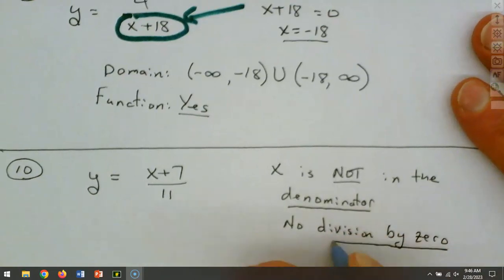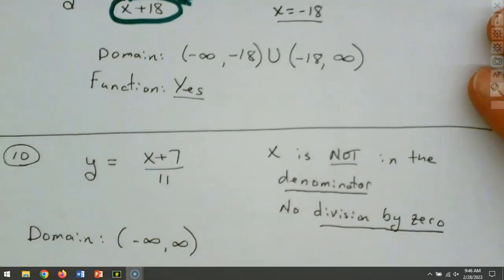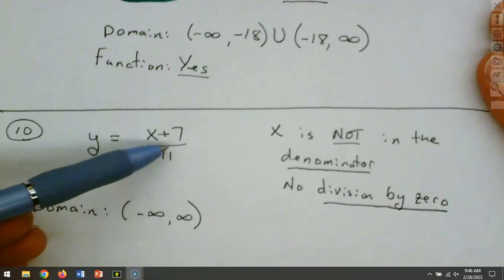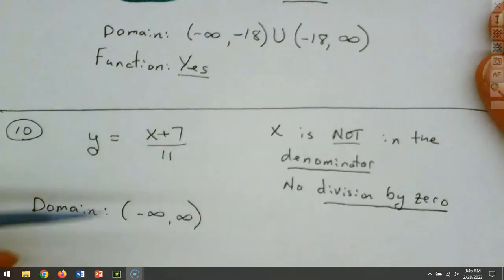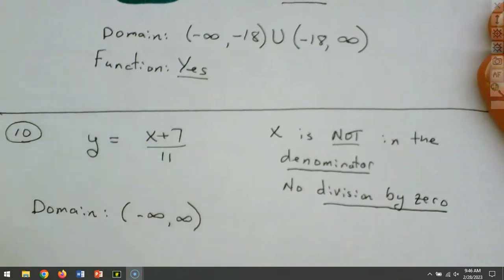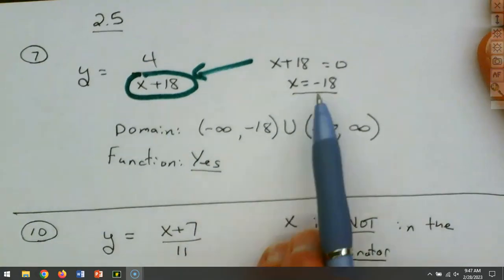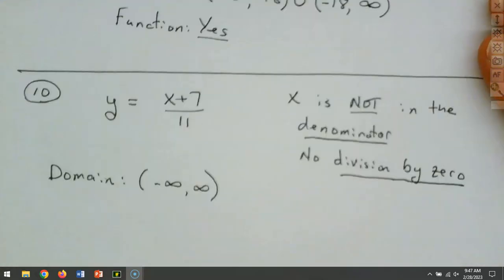So if there's no possibility of division by 0, then your domain is all numbers, and we represent that by negative to positive infinity. Okay, because there's nothing that I can ever plug in that's going to give me division by 0. I can plug in 11, okay, because 11 plus 7, that's 18, over 11, that's fine. 0 plus 7 is 7, over 11, still okay. Never can you get division by 0. So if x is not in the denominator, then it is all real numbers, or negative to positive infinity. Do you see the difference now? So this one has x down below, and this one does not.